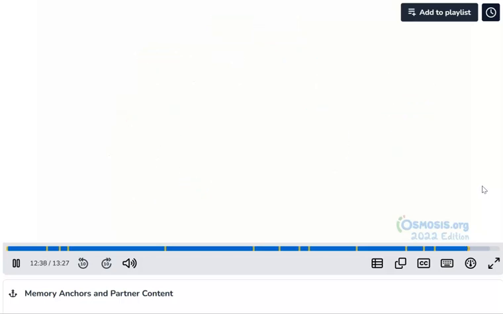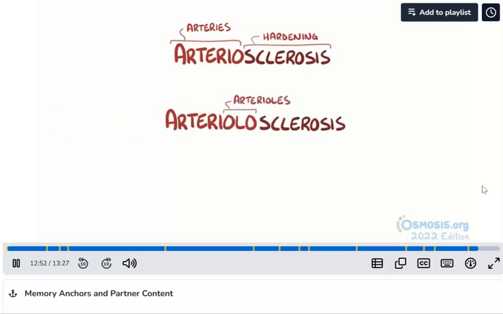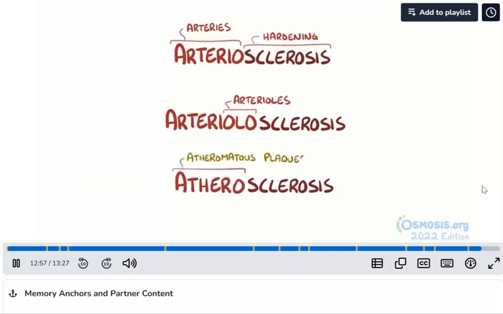Alright, as a quick recap. Arteriosclerosis literally means hardening of the arteries, and describes diseases where arteries become thicker, harder, and less elastic. Arteriolosclerosis specifically refers to the hardening of the arterioles, which often affects blood flow to the kidneys. And atherosclerosis describes the buildup of atheromatous plaques in medium to large arteries.